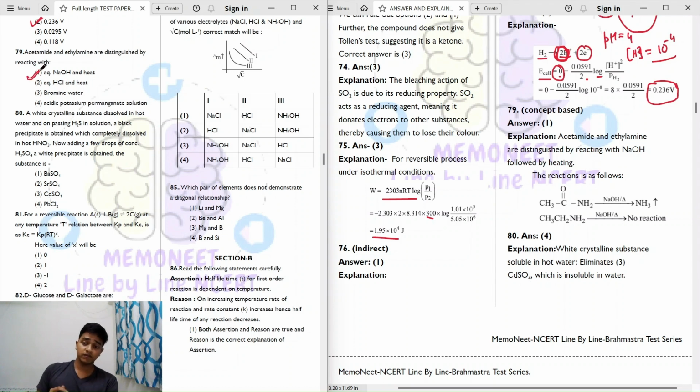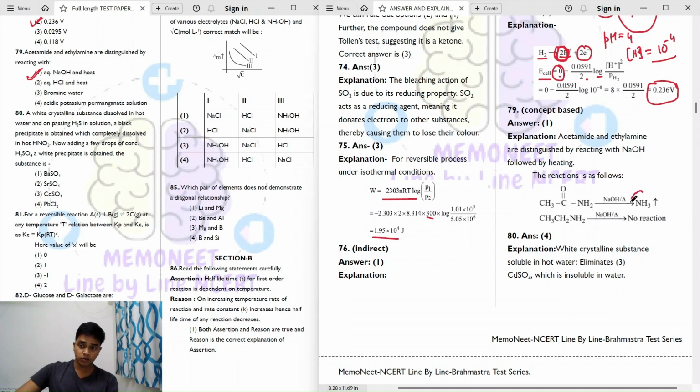What happens is when we react an amide with aqueous NaOH, ammonia gas is released, and ammonia has a distinctive pungent smell. So we can identify the release of the ammonia gas. Whereas when amines are reacted with a base and heated, no reaction takes place. So the correct answer will be option 1. Moving on to the next question.